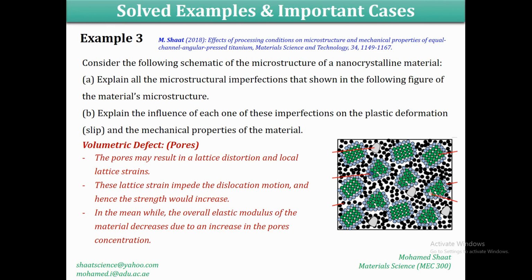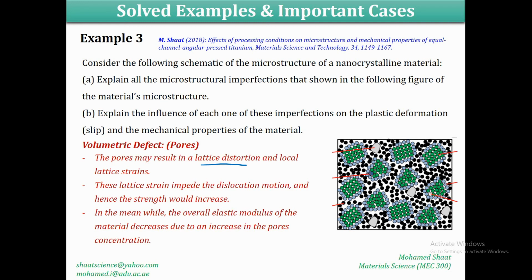What is the effect of this volumetric defect, such as pores or voids that would be generated inside the microstructure of a nanocrystalline material, on its properties and microstructure and the dislocation motion? So pores may result in a lattice distortion, very similar to the basic idea of the vacancy. But the vacancy is a pore, a cavity, a missing atom, but within one specific grain. So we can even deal with the vacancy like it is a pore, but it is internal, within one specific crystal, one specific grain. So it will be counted like a vacancy.